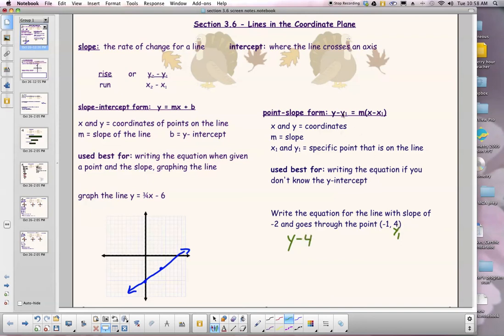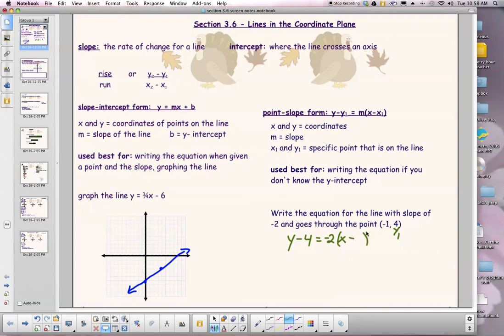Notice that the minus is part of the formula, so that stays there. The only reason it would change to a positive is if this number is negative, because then 2 negatives would make a positive. You put the slope outside the parentheses, so we will put -2 outside the parentheses. And then in the parentheses, this x represents all the x coordinates for the points on the line, so that stays.